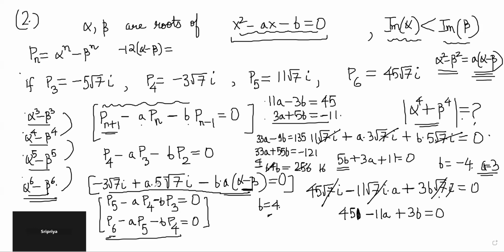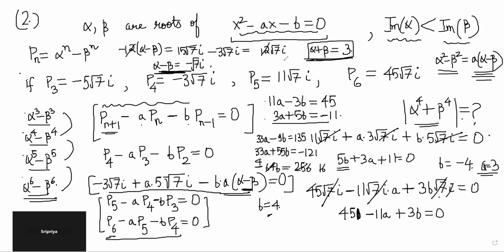is equal to 5a, 15 root 7i and minus 3 root 7i, right? So this is 12 root 7i and 12 gets cancelled. So alpha minus beta is equal to minus root 7i, right? So alpha plus beta is equal to, we got a, right? A is 3. Now we know alpha and beta because we know alpha plus beta and alpha minus beta. So now you know alpha and beta, now you can find this, right?